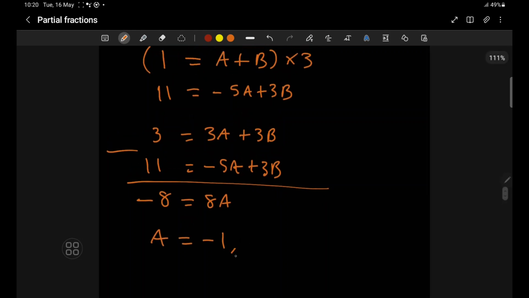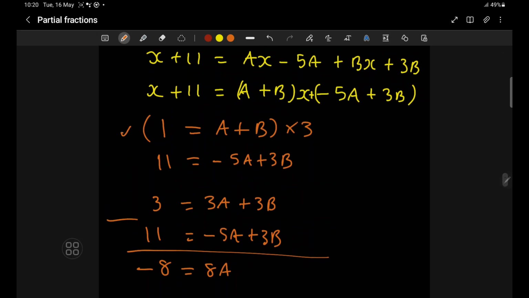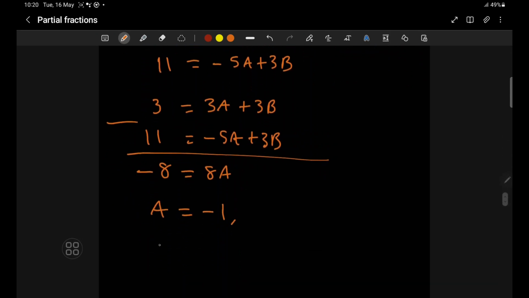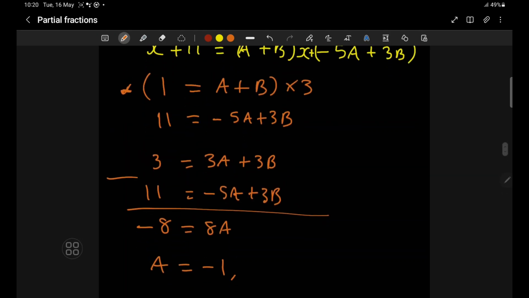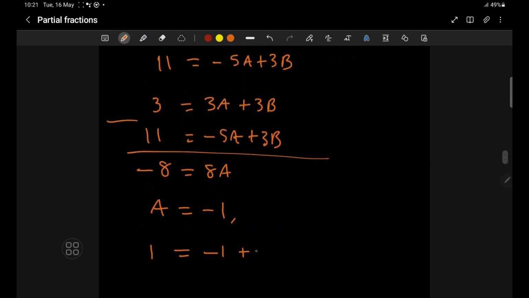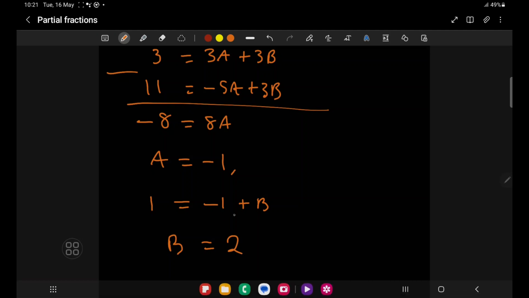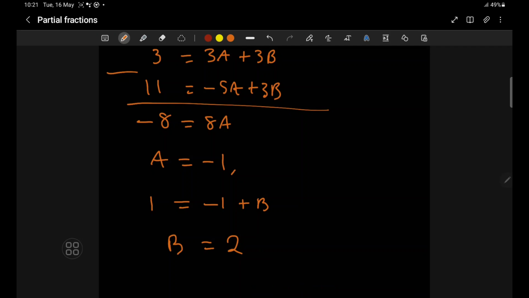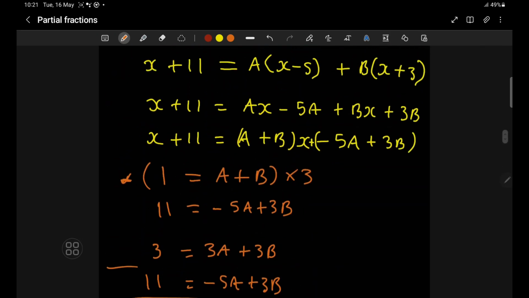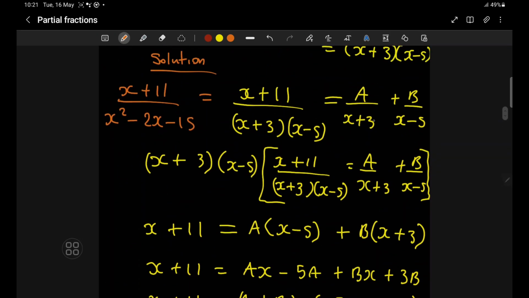So if we replace this value in the first expression, this one, we'll have 1 is equal to negative 1 plus b, giving us b is equal to 2. So now that we have the two values, a is equal to negative 1 and b is equal to 2, we're going to replace them in our expression here as our final conclusion. Let's do that.